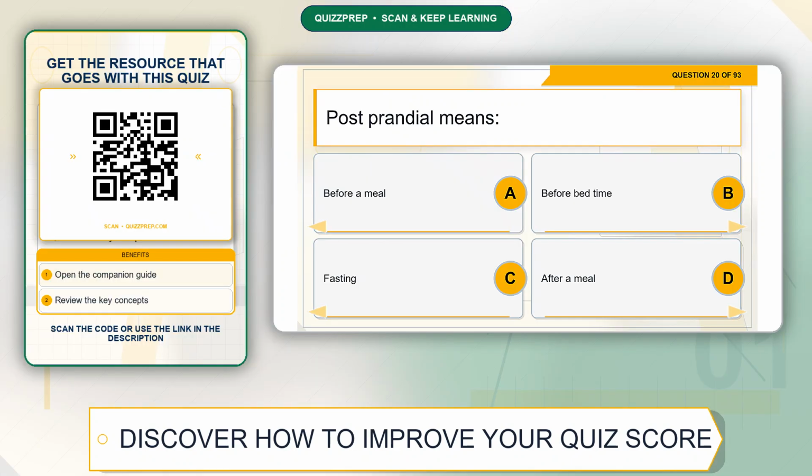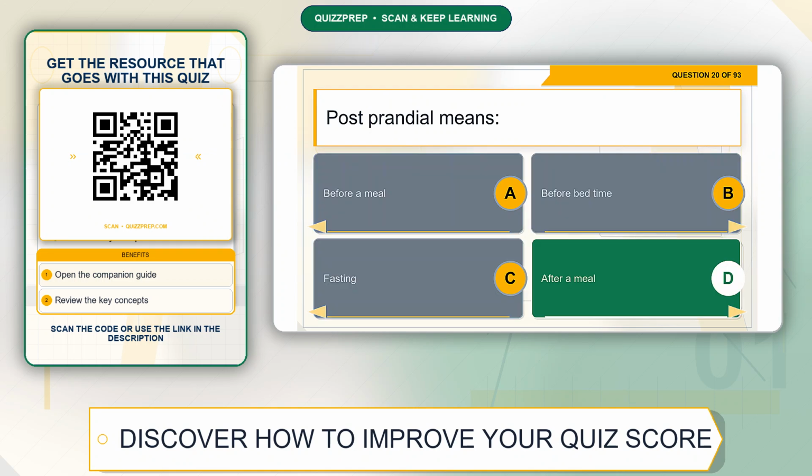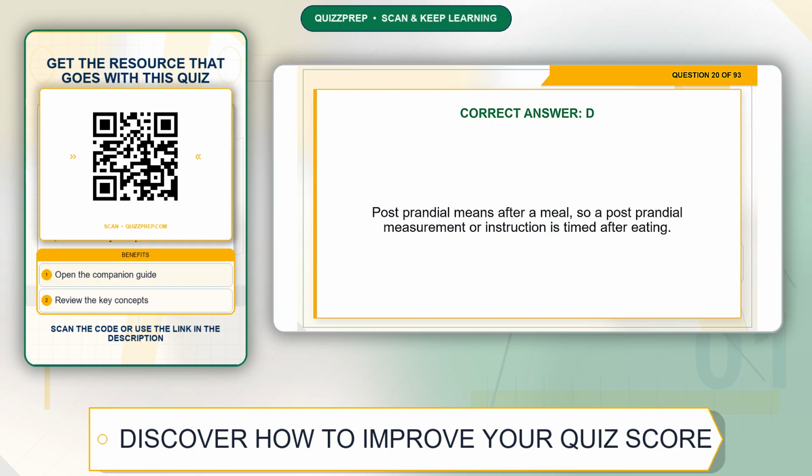Question 20. Postprandial means. Option A, before a meal. Option B, before bedtime. Option C, fasting. Option D, after a meal. The correct answer is option D, after a meal. Explanation. Postprandial means after a meal, so a postprandial measurement or instruction is timed after eating.